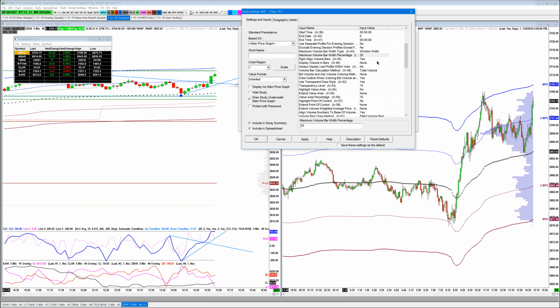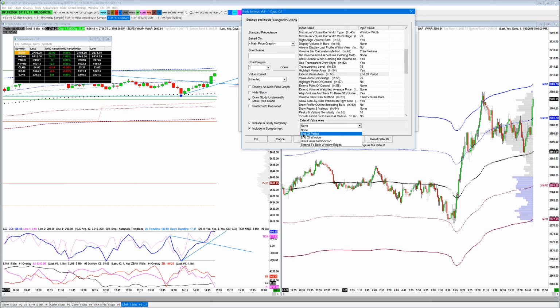All right, now a couple other things that are typically useful. The value area, do you want to highlight the value area, which again, as we said before, is the range where 70% of the volume is traded. Okay, that's now a value area highlighted in gray. I don't mind that.